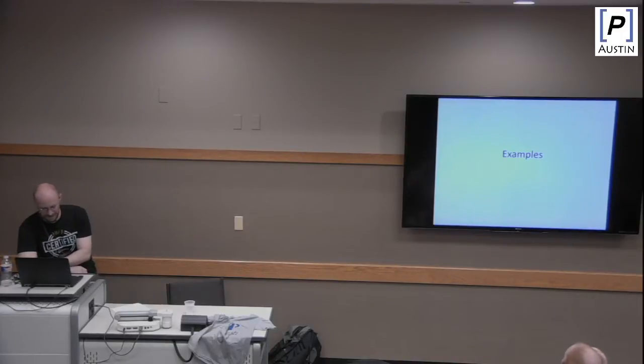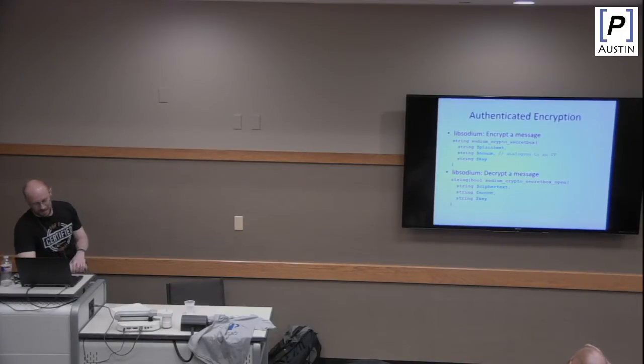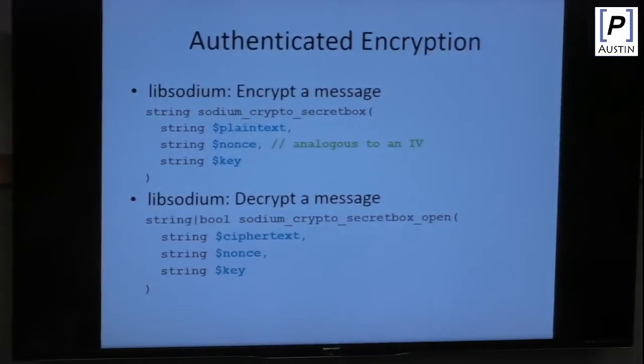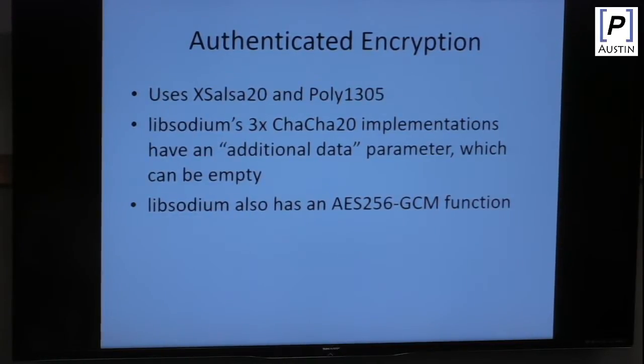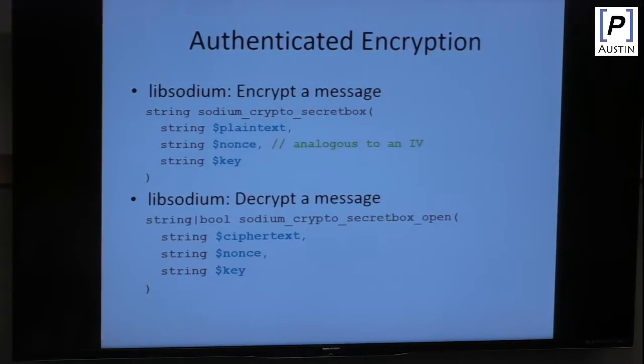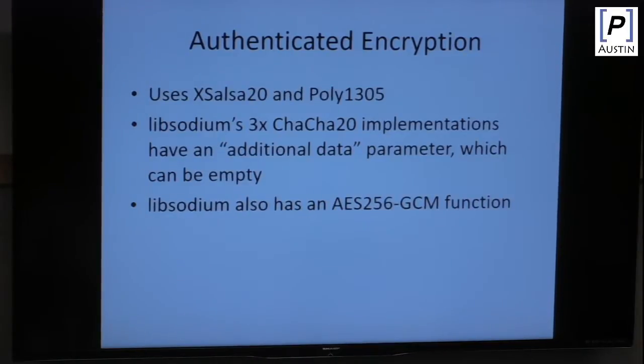Okay, so I'm going to move on to some examples now. This is how you do authenticated encryption with Libsodium. Pretty straightforward: plaintext, nonce, and the key. In this particular example, it's doing XSalsa20 and Poly1305. In the ChaCha20 implementations, the three methods that I described earlier, they do have an additional data parameter, which can be empty. These functions don't. Libsodium also has an AES256-GCM implementation as well.